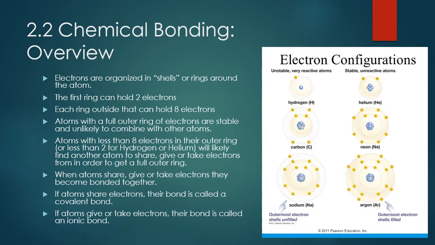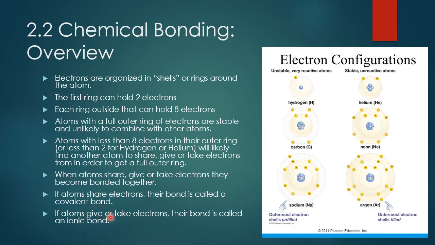Now, if the outer ring is not full, atoms can do 2 things. They can either share an electron with another atom, so that each of the atom's outer rings are full. If they share an electron, then they become bonded together, and their bond is called a covalent bond. We'll go over that more next. Just want to give a brief overview here.